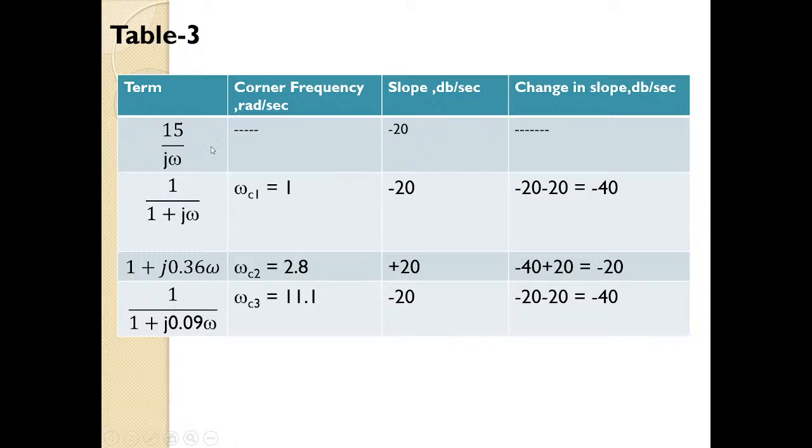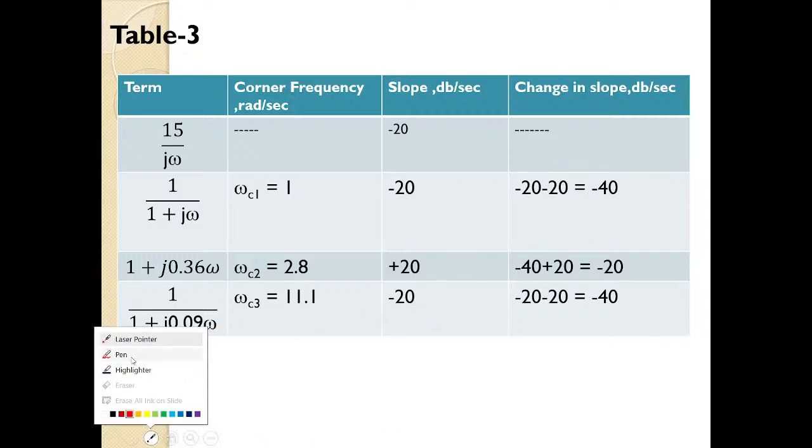Now what is the slope of the integral factor? It is minus 20. The slope of this first order denominator factor is minus 20. The slope of this first order numerator factor is plus 20. The slope of this first order denominator factor is minus 20.